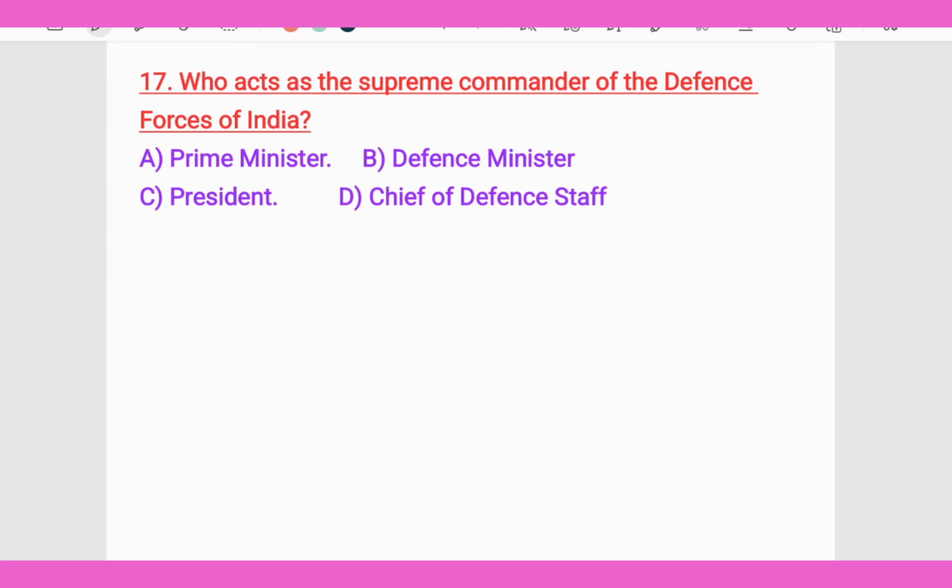Next question is, who acts as the Supreme Commander of the Defense Forces of India? Defense Forces means the head of the Army, Navy and the Air Force. The answer is the President of India.